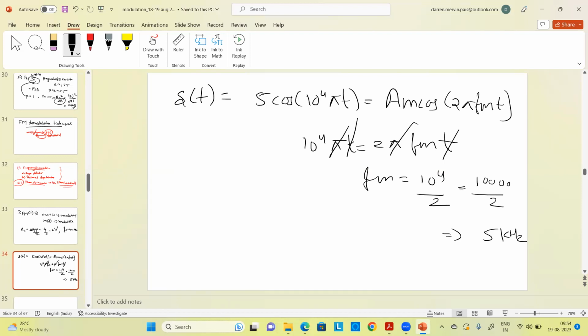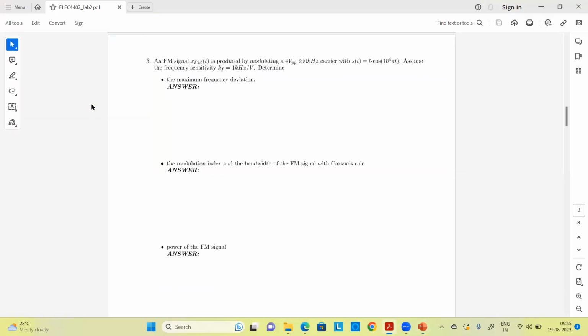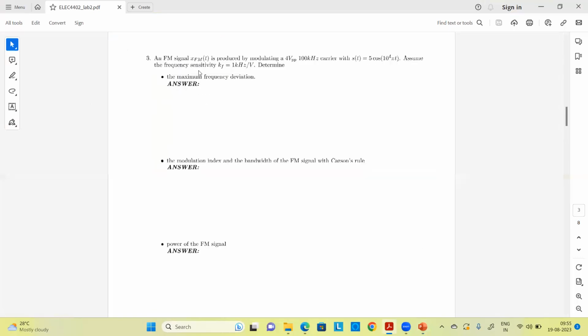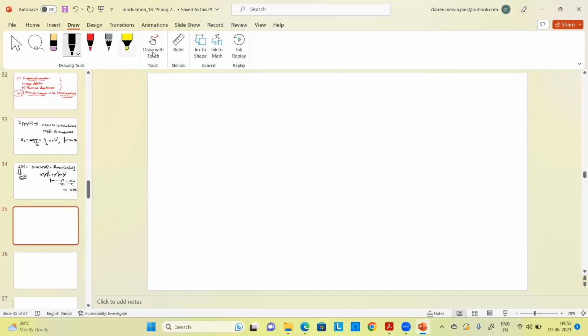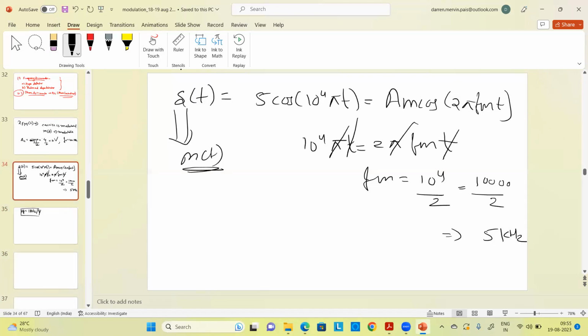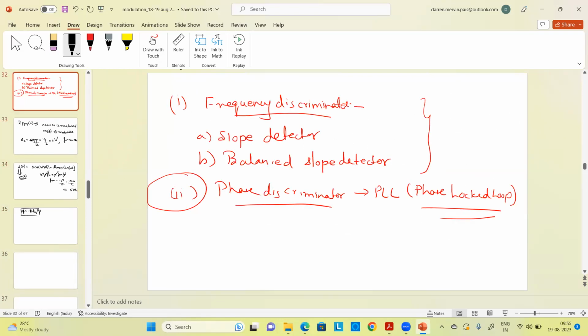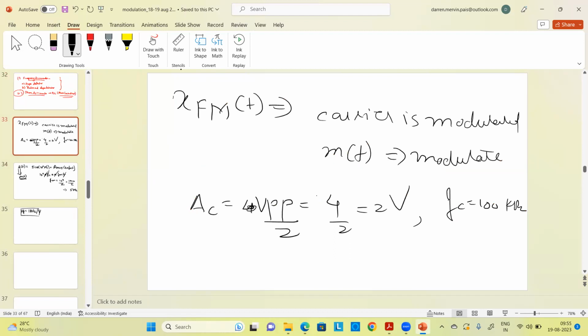So this is your S of t. Ideally S of t is M of t, but they have denoted it as S of t. That is fine. They have given the Kf to be 1 kilohertz per volt. So now we have jotted down all the given data. This is always the first step of solving a question: whatever data is given, write it down in terms of the symbol.